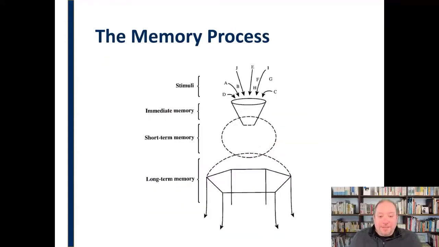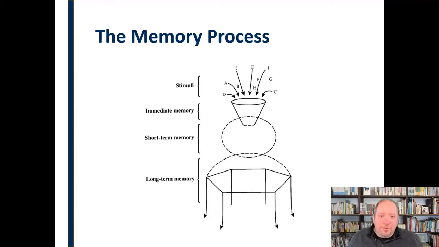So the memory process, not to get too detailed with it here, but this is essentially the memory process. We have different stimuli that enter our perception, things that we hear, see, touch, taste, smell, however they come into our awareness and to our being. We process those stimuli, and then they go into our immediate memory, which is very, very short term, just things we need to remember for right in this second. Then eventually some things will process into our short-term memory, things that we'll remember through the end of this conversation or through the end of the day or a specific period, but not for very long.